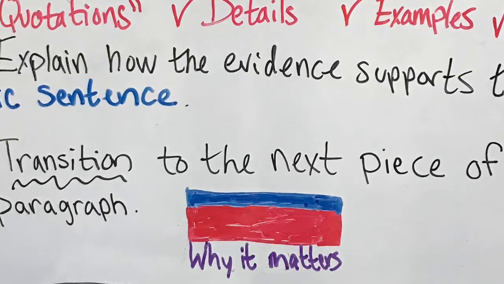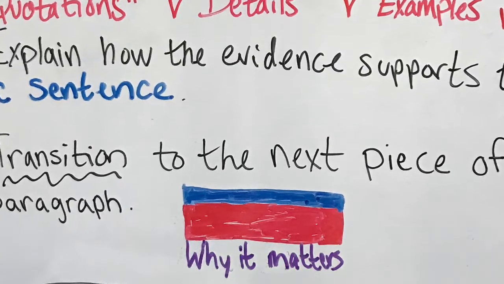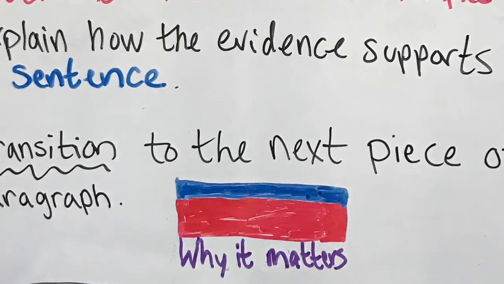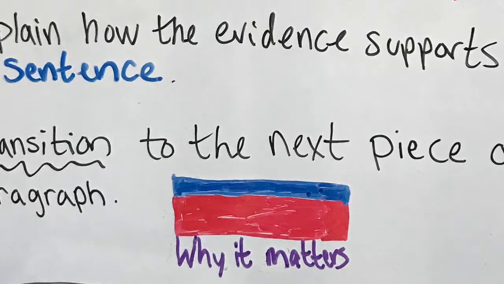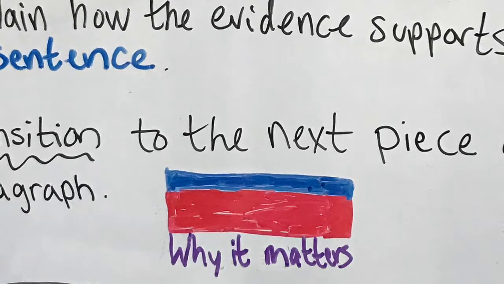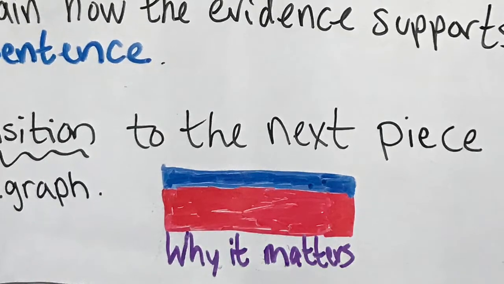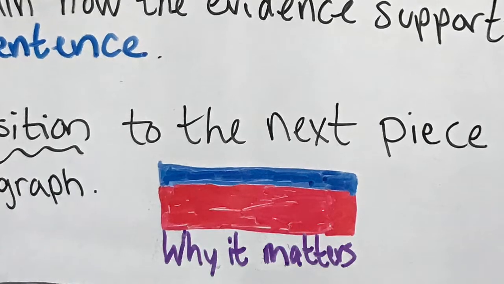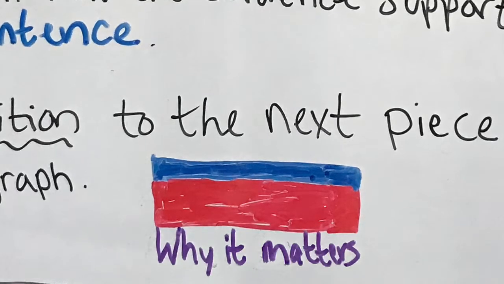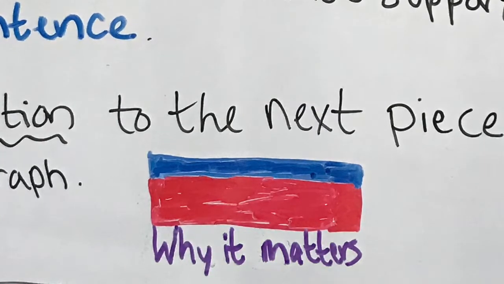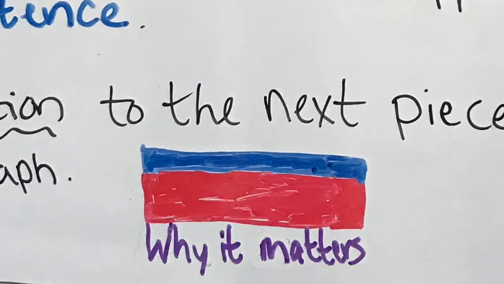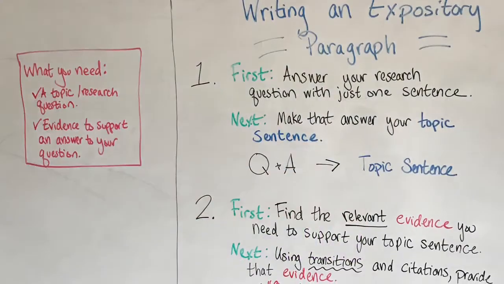And again, there are some transitional devices and tools and resources that you can use to help you with that. So you see the little graphic that I have, I just have the colors blue, red, and why it matters. So the blue represents your topic sentence, which usually comes at the beginning of a paragraph, and then you've got red, which is evidence, and then finally, and importantly, you have your why it matters. Why have you provided the evidence that you've provided? So this is really your basic 3 steps to writing an expository paragraph.